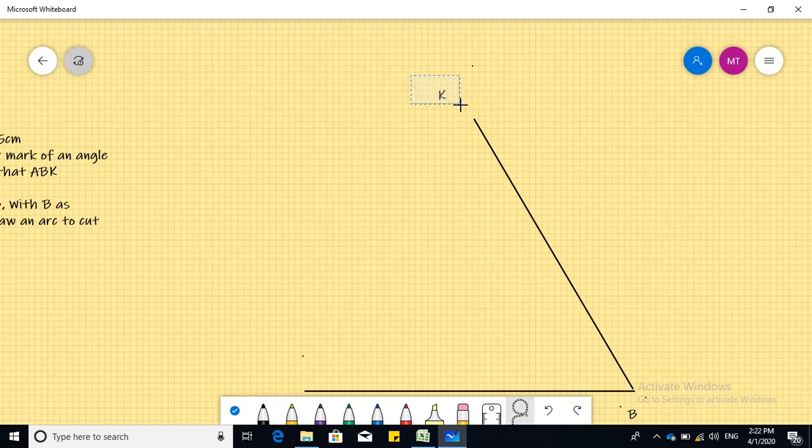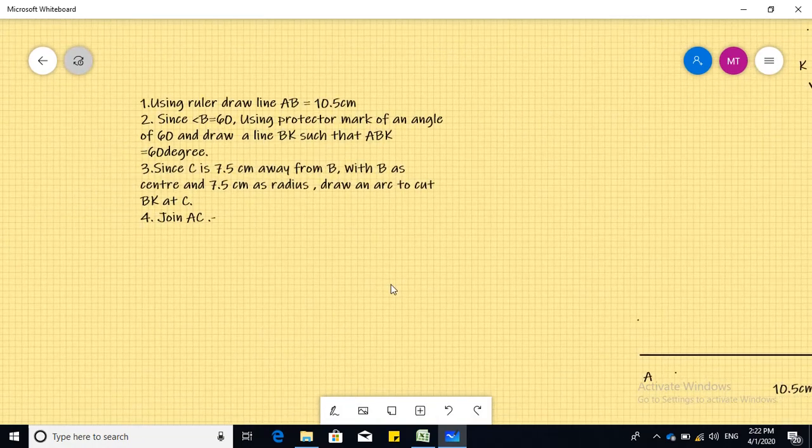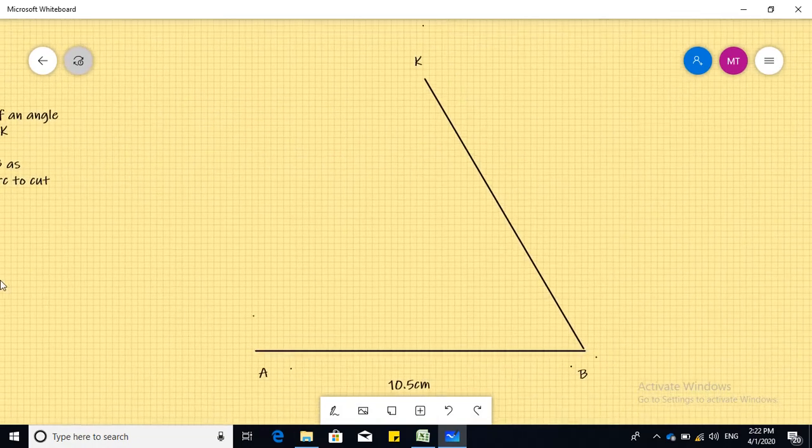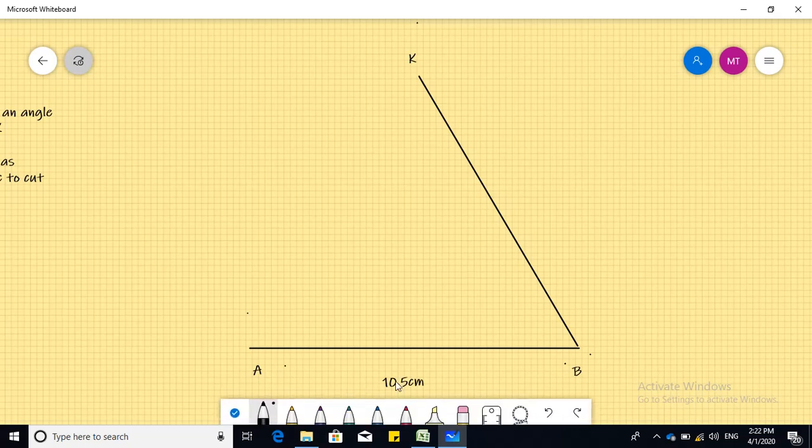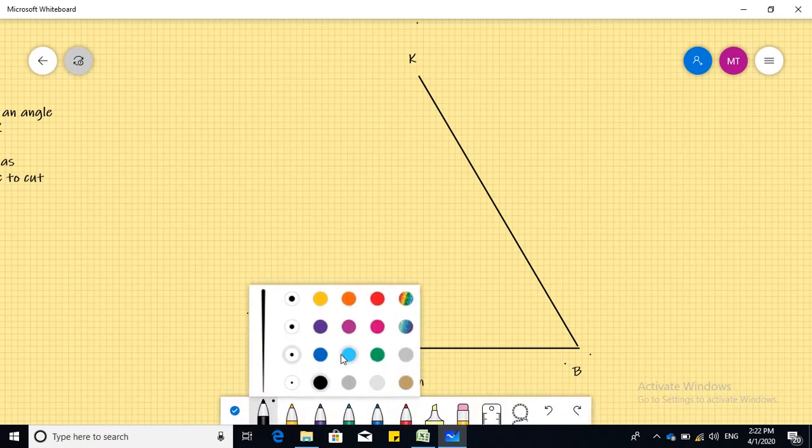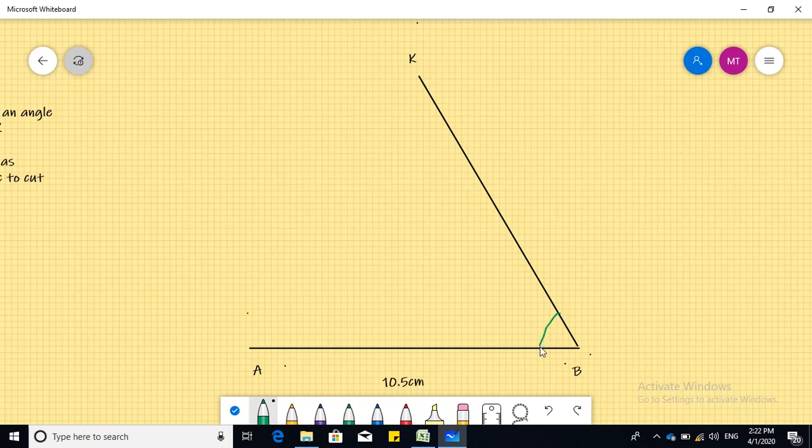Bringing it closer, like here somewhere. So this shows this is our point K. Now moving on to the real stuff again. Since it was over 60 degrees, we need to mention that our point B is 60 degrees. So I'm using green color over here just to show that this is over 60 degrees. So here it goes, 60 degrees.